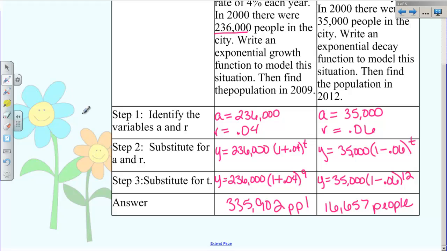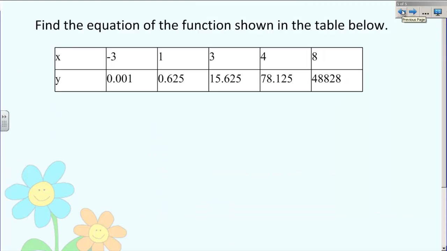So this one is exponential growth. It's when things are increasing at a specific rate. This one is decay, when you have things that are decreasing at a specific rate. And that's how you write the equation, and then that's how you use it. They just want you to find the equation of the function that is shown in this table. So you were given a table, and they want the equation of that function.